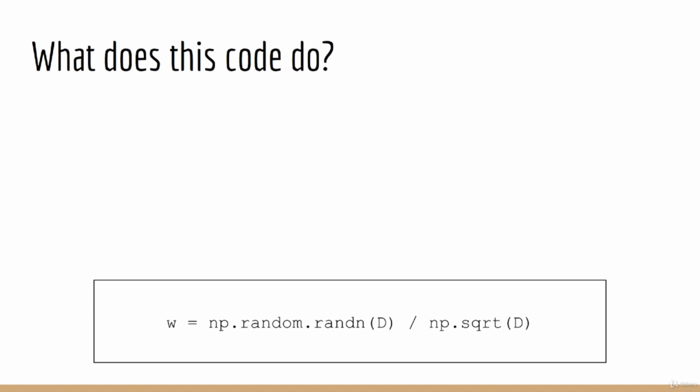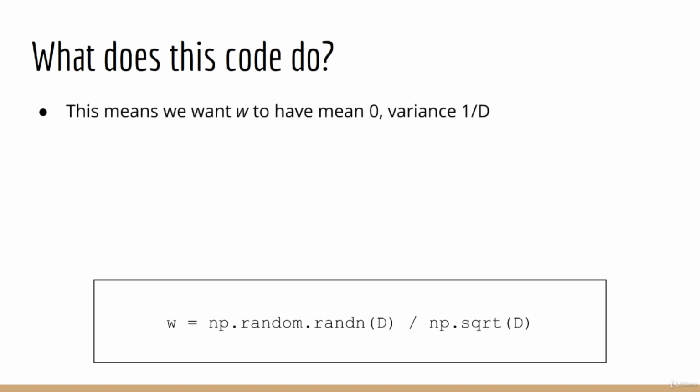Okay, so now let's go back to our initialization. If we divide by the square root of d, this is equivalent to multiplying by 1 over the square root of d. Therefore, we're saying we want the initial weight vector w to have mean 0 and variance 1 over d. Alright, so why would we want to do that?